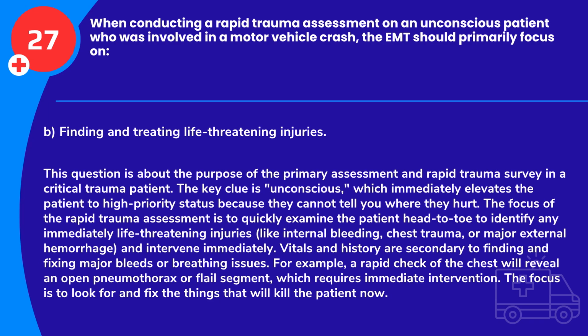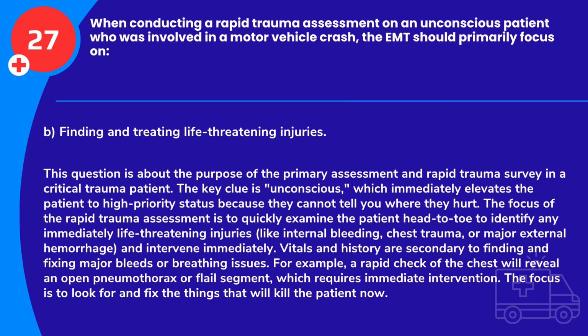Answer: B. Finding and treating life-threatening injuries. This question is about the purpose of the primary assessment and rapid trauma survey in a critical trauma patient. The key clue is unconscious, which immediately elevates the patient to high priority status because they cannot tell you where they hurt. The focus of the rapid trauma assessment is to quickly examine the patient head to toe to identify any immediately life-threatening injuries, like internal bleeding, chest trauma, or major external hemorrhage, and intervene immediately.